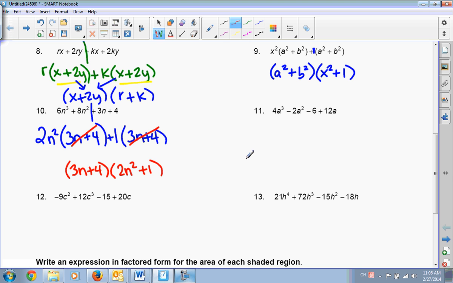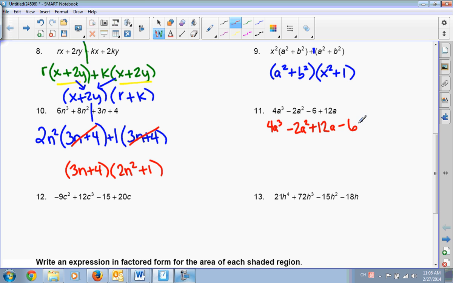Okay, let's try number 11. Actually, I want you to try number 11 on your own. First thing, though, I want you to look at is, do you see how there's an a here and there's not one here? But there's a 3, a 2. We need to put these in the right order. They need to be in descending order from the exponent. So there's 4a cubed minus 2a squared. What should go next? Plus 12a minus 6. If you don't do that, then your parentheses will be flipped around. So you want to make sure they're in the right order.